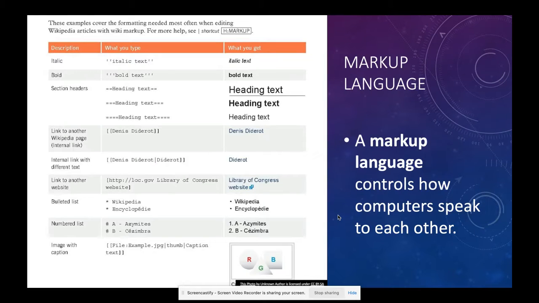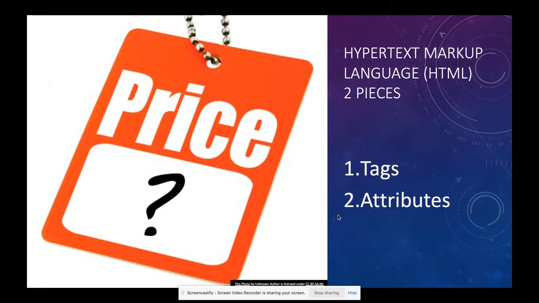A markup language controls how computers speak to each other. In this example, this is actually a markup language for a wiki. So there are more markup languages than just HTML. But for purposes of what we're learning, we're just going to learn the HTML markup language. So it's just another way that computers speak to each other, and HTML happens to be the language of the web. So there are two pieces to hypertext markup language: tags and attributes. Let's take a look at this, and then we will start writing our own code.